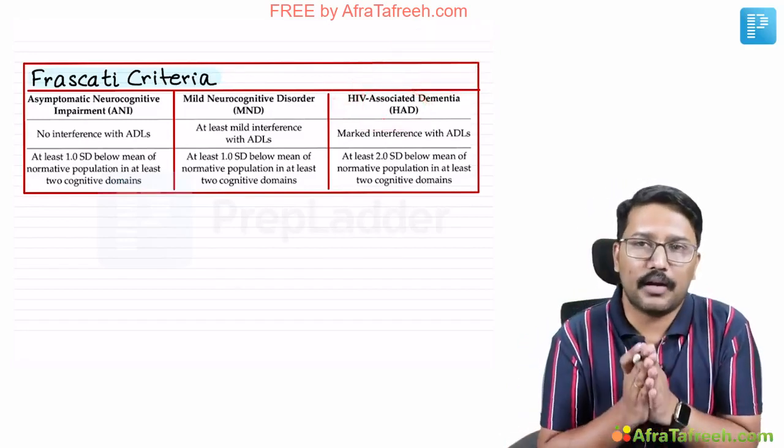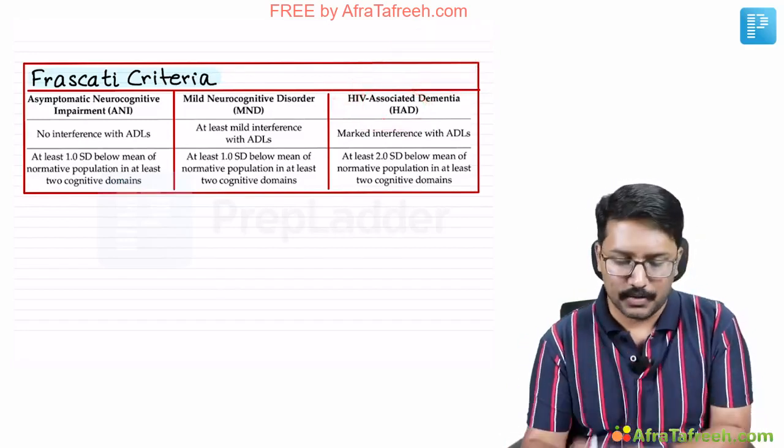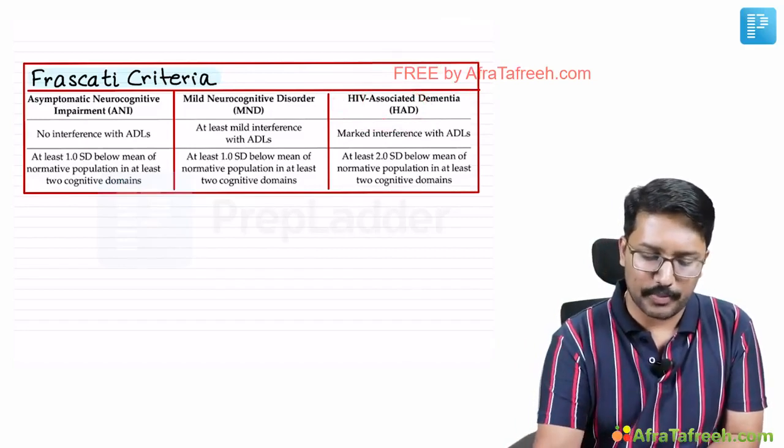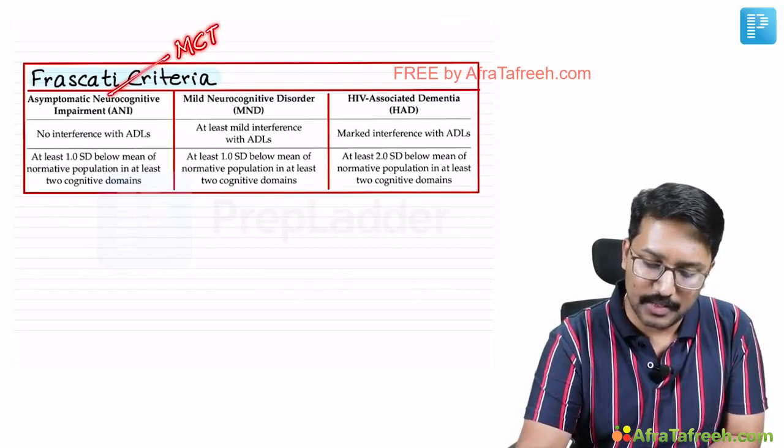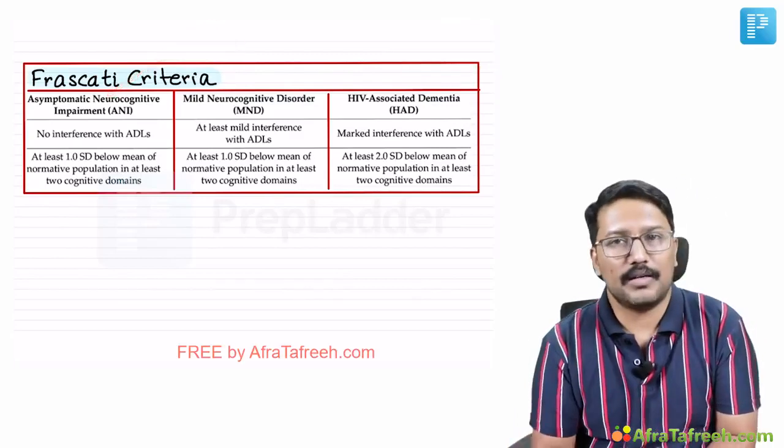What is the asymptomatic neurocognitive impairment? So in asymptomatic neurocognitive impairment, you can compare it to what we also call mild cognitive impairment when we talk about the dementing disorders, right?